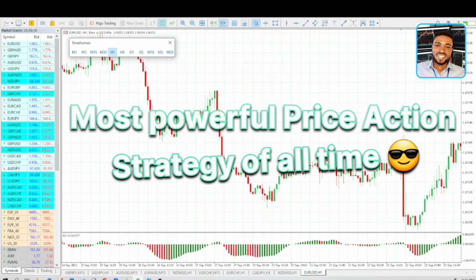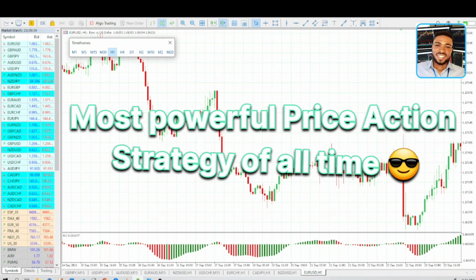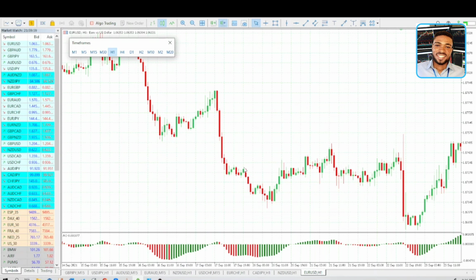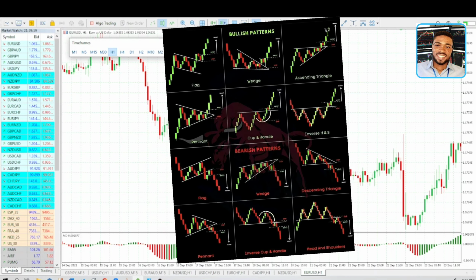Today, we're looking at one of the most powerful price action trading setups of all time. There are a lot of price action strategies and setups that we've learned on the internet. We have the wedges, the pennants, the ascending triangle, descending triangles, cup and handle, the inverse cup and handle, head and shoulders, and a whole lot. But the one I found very interesting and very fascinating is the triangular pattern.